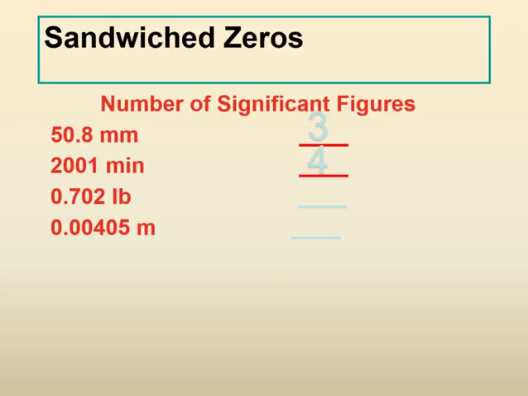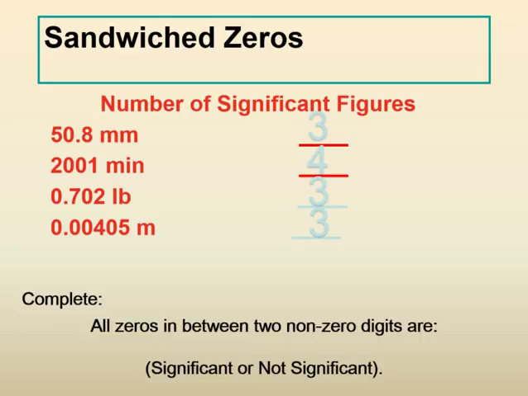Fourth value, 4 significant figures. Third value, 3 significant figures. Fourth value, 3 significant figures. So help me complete this rule. All zeros in between non-zero digits are significant. Okay, so leading zeros are not significant.